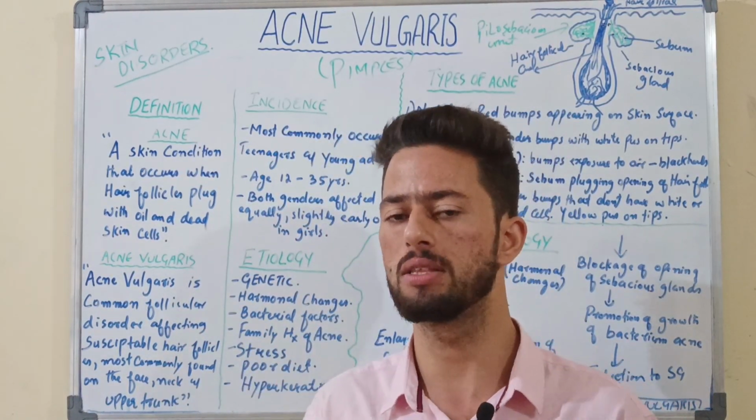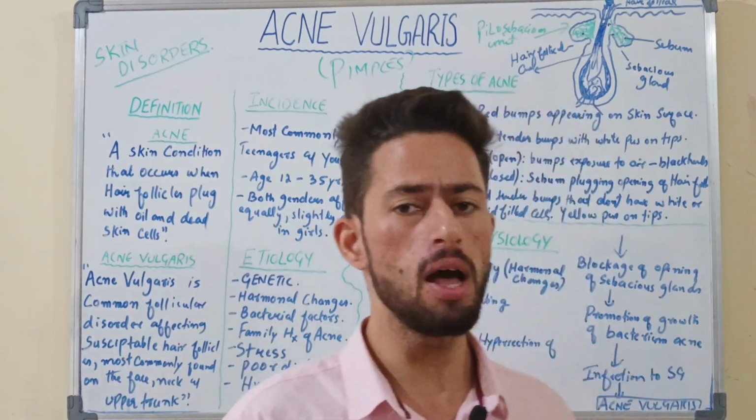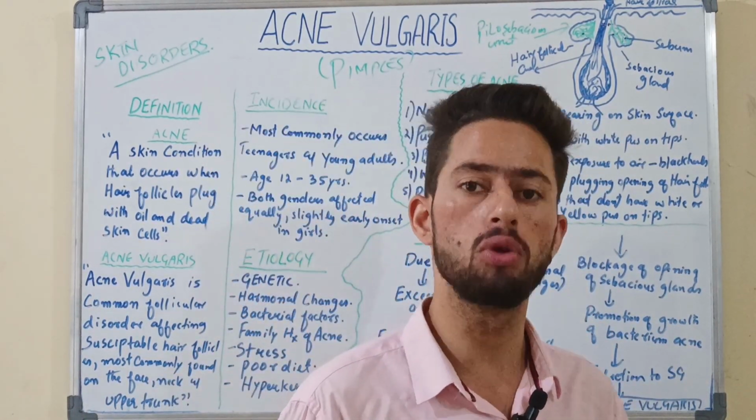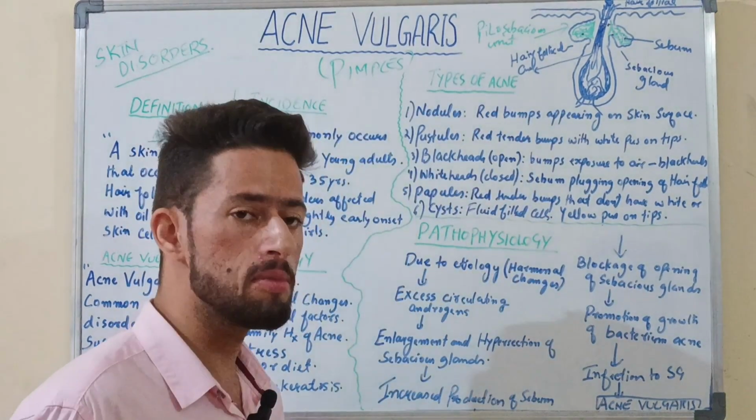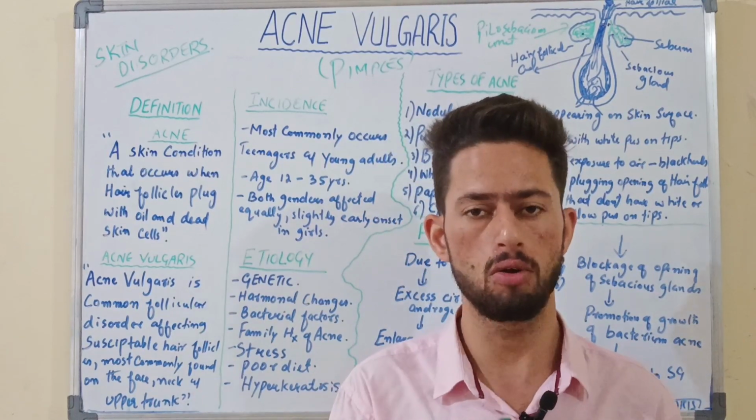So inside the pimples there are some cysts, some fluid-filled cells. Okay, so this is all about the types of acne, or we can say acne vulgaris. Now the next one is about the pathophysiology. Pathophysiology means the disease cycle, how this disorder occurs.